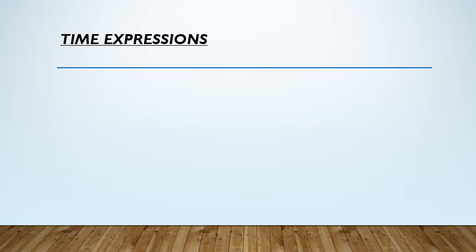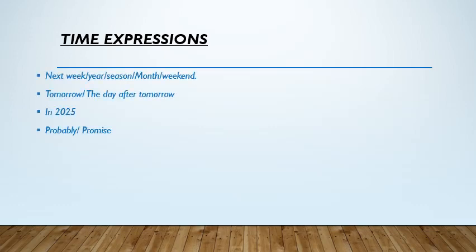Concerning the time expressions or time indications used with the future simple, they are next week, next year, next season, next month, next weekend. So here we find something that is next. It's contrary to the past simple, where we use time indications like last. Okay, so it is the opposite way. So here next week, it could be a week, it could be a year, season, month, weekend. It just needs to have this word which is next.